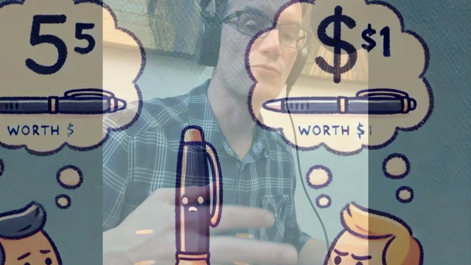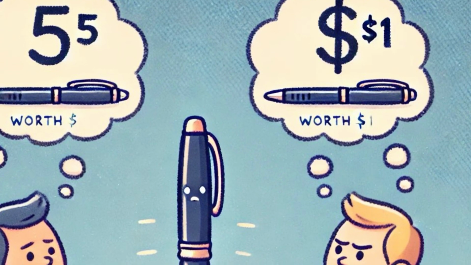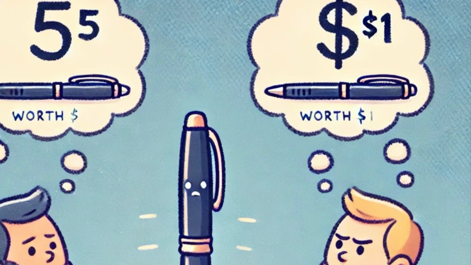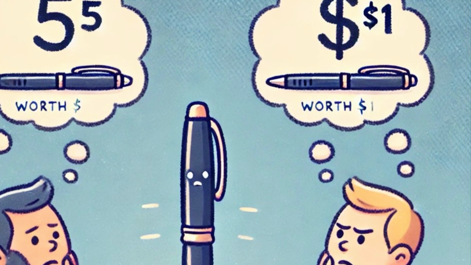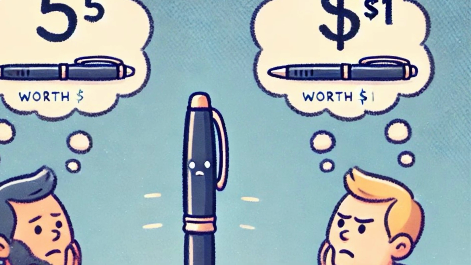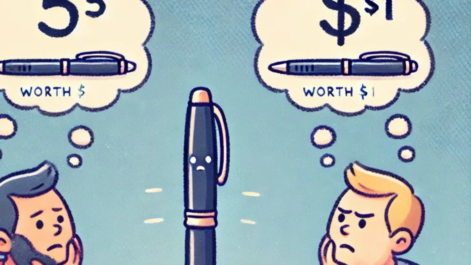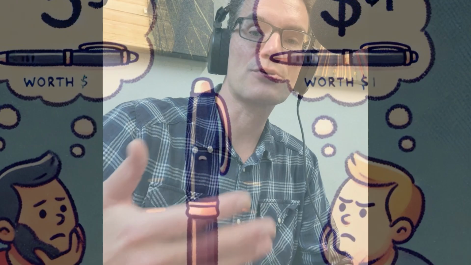Let me give you a real quick example to illustrate. Let's say that you have a pen. You might think that the pen is only worth $1, but someone else might look at the same pen and find it incredibly useful or special to them. So they may be willing to pay $5 for it. The price is what the seller asks, but the value is subjective. It depends on each person and what each person needs and is willing to give up.